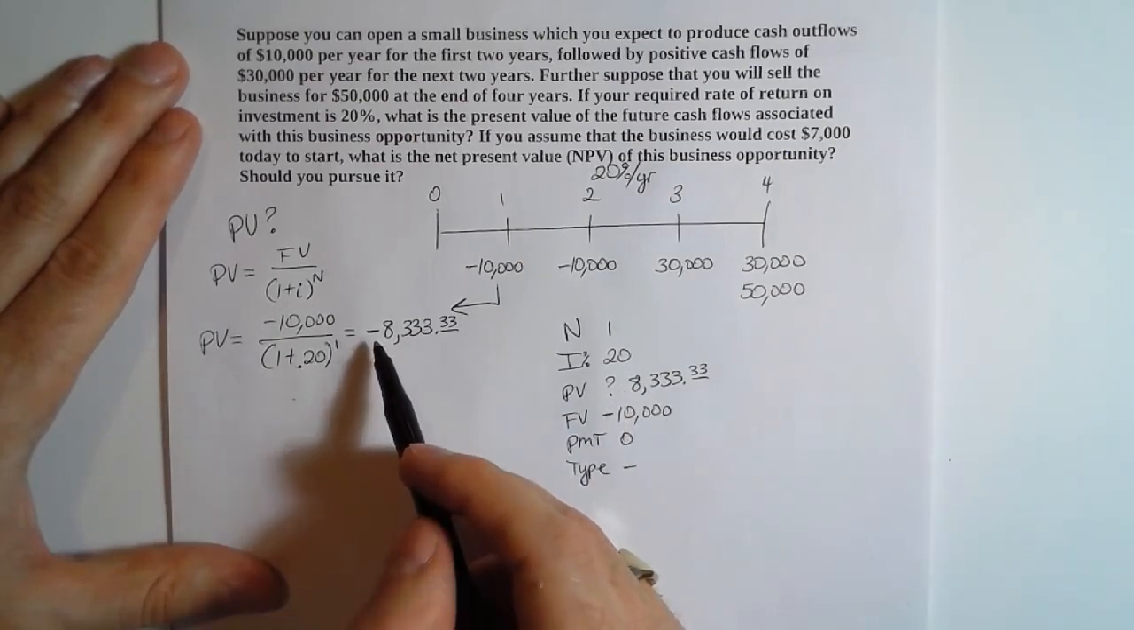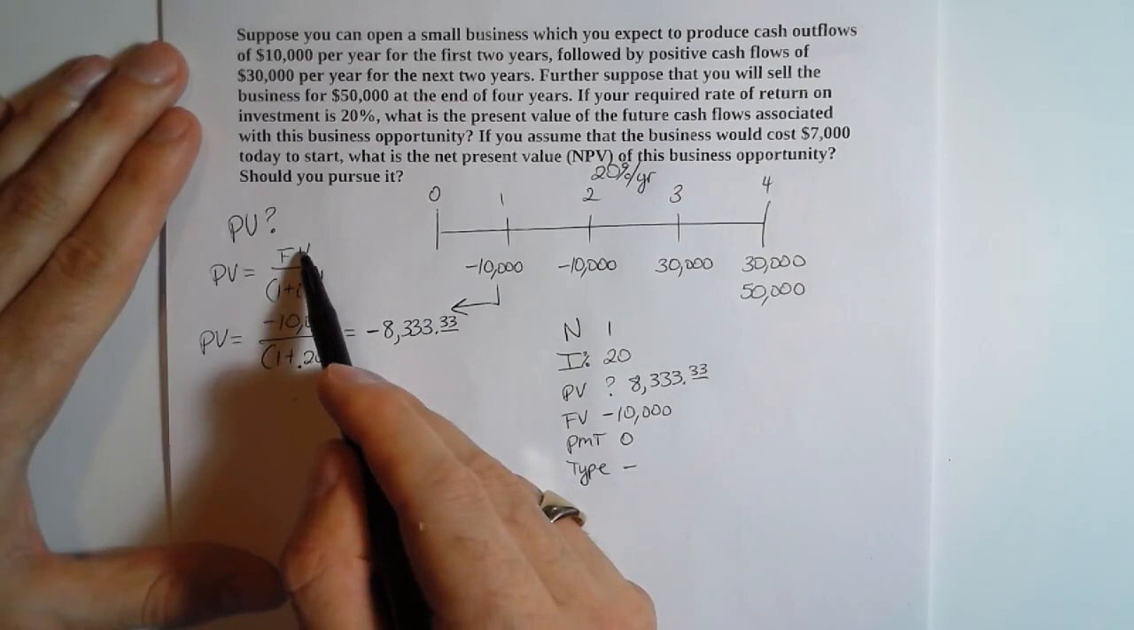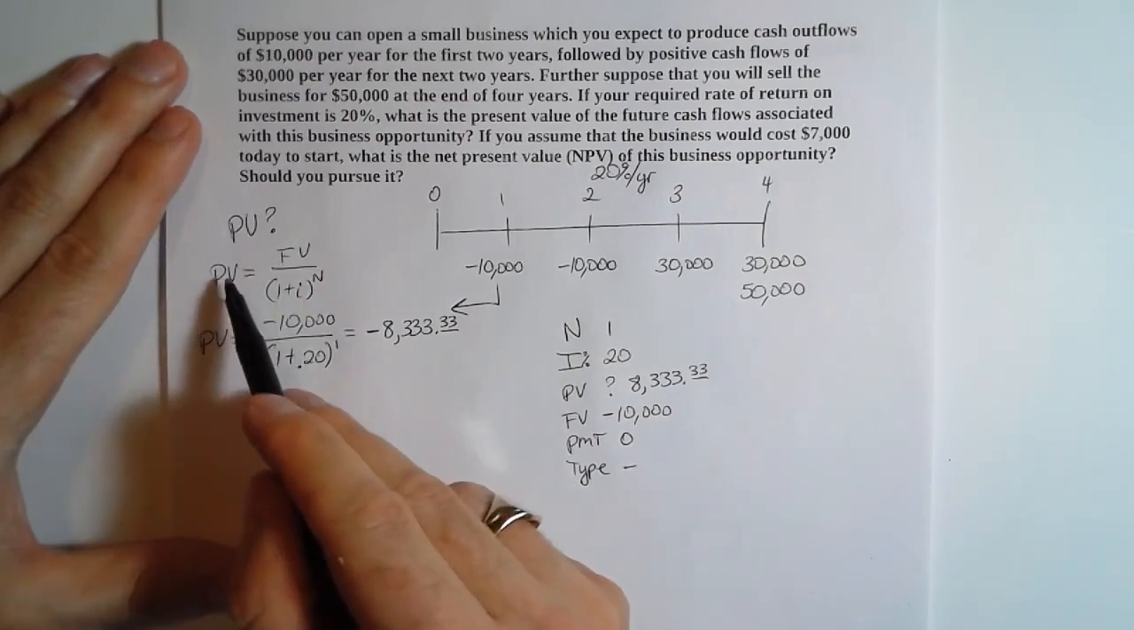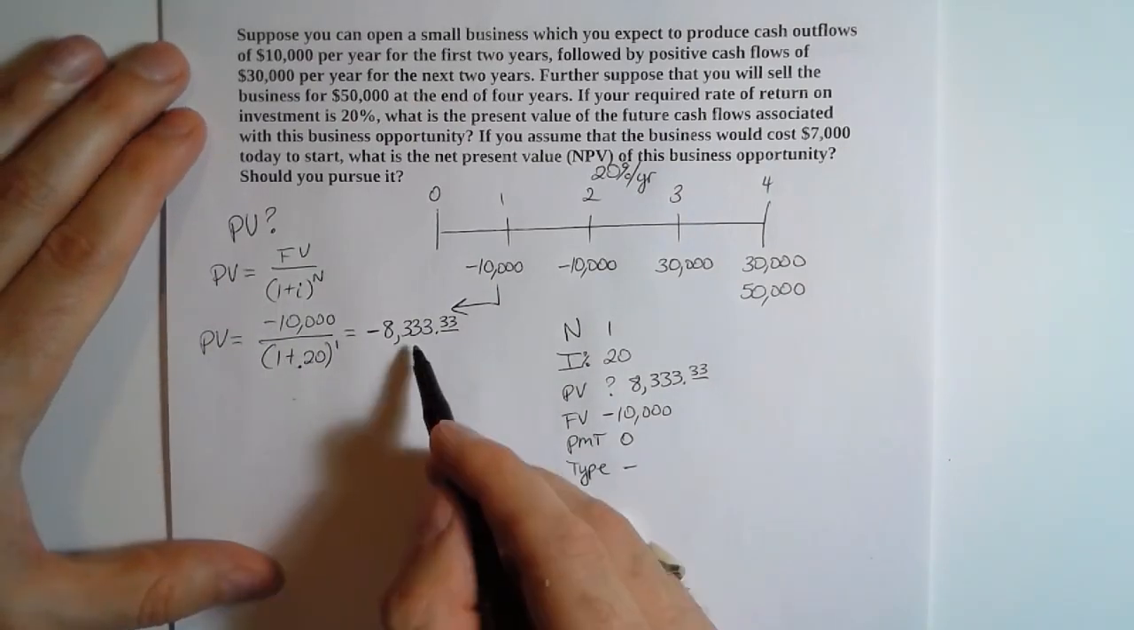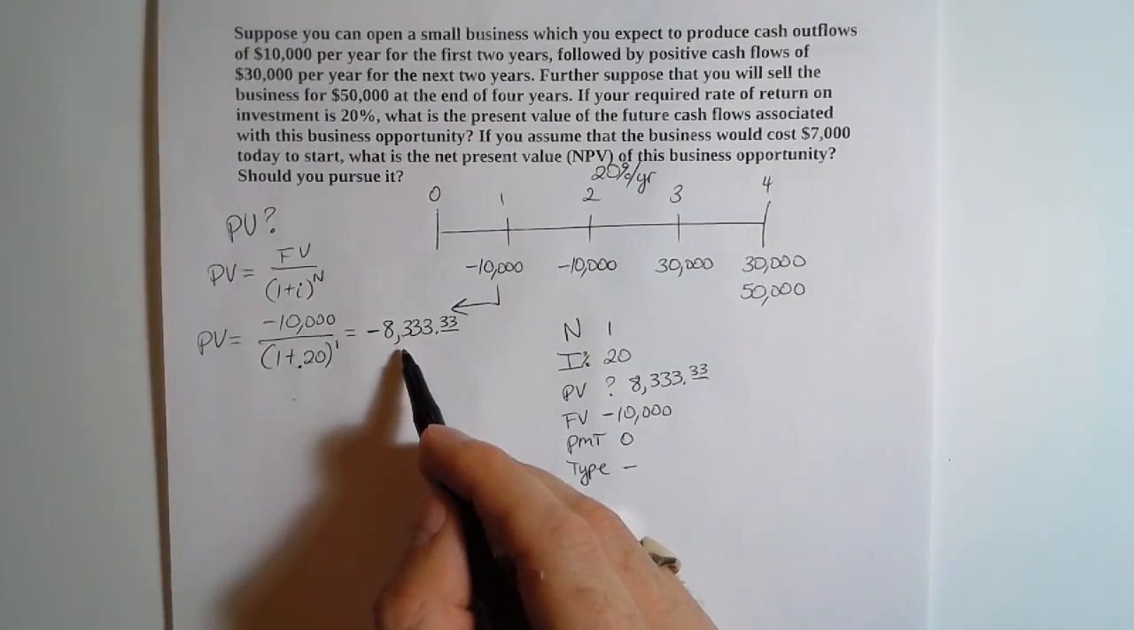And the way you can remember that is if I plugged in a negative future value, I'd have gotten a negative present value when I'm using this formula here. So this really is actually a negative value.